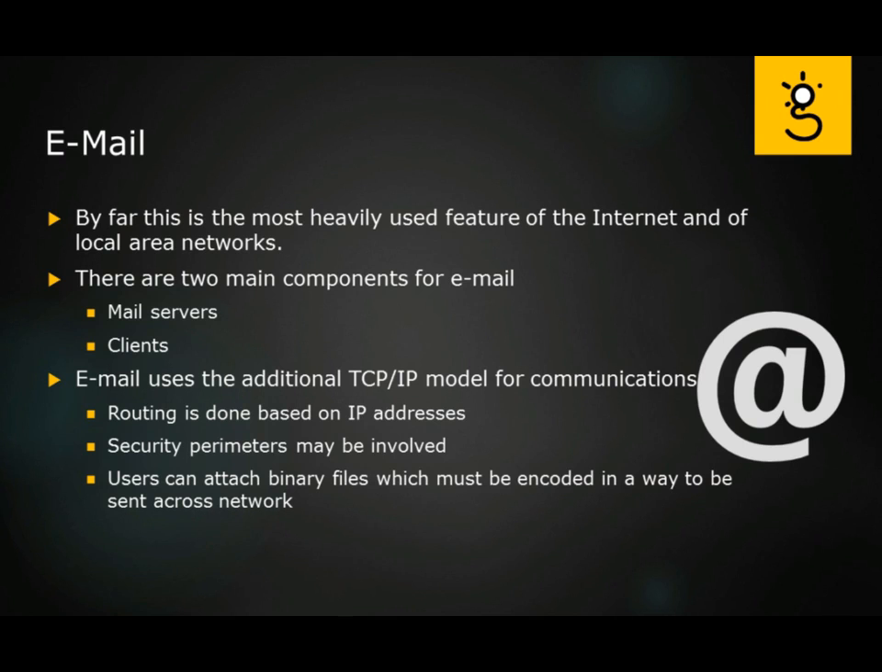For instance, it's one thing to send email within my local area network, but now if I want to send it outside, perhaps even through the internet, more than likely you're going to have to go through a firewall to do that. Users can also attach binary files, and those have to be encoded in a way that they can be sent across the network. Binary files, by the way, they're not talking about sending executables and malware, which people do anyway, but also your picture files and document files and those types of files.